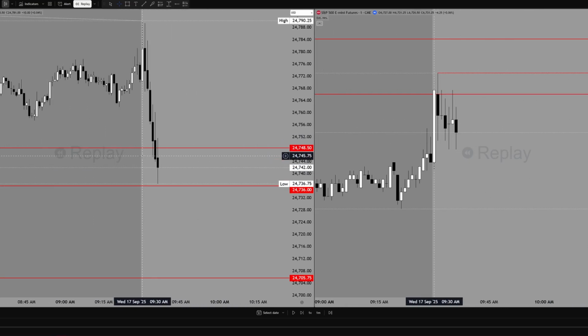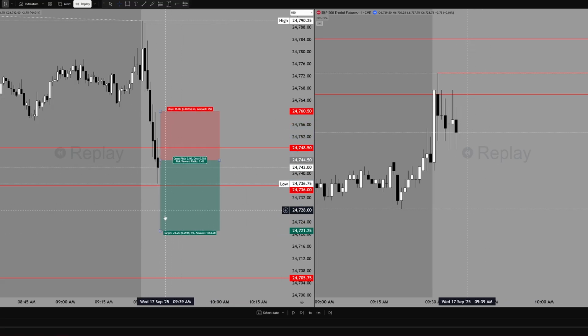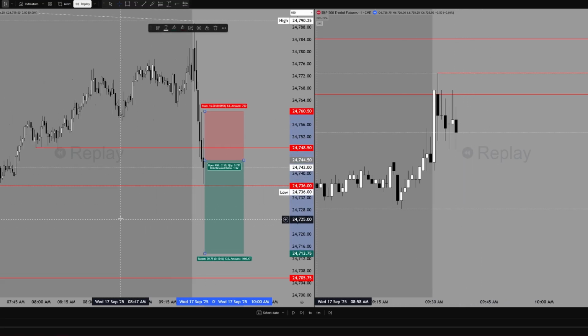On NASDAQ, we just started rejecting this. So I'm probably gonna take a short right here. Put stop loss probably above this displacement candle and TP 30 points. The only thing here is like it's kind of messed up.